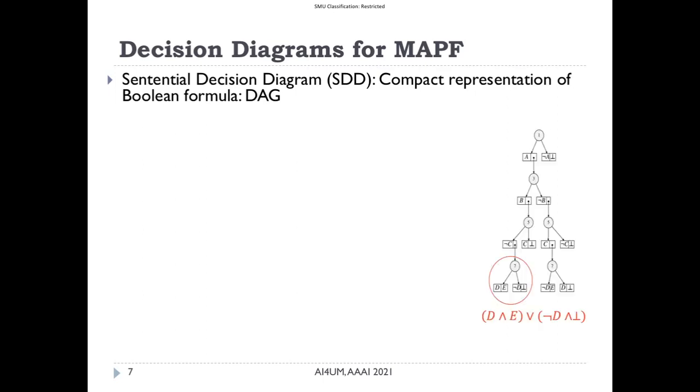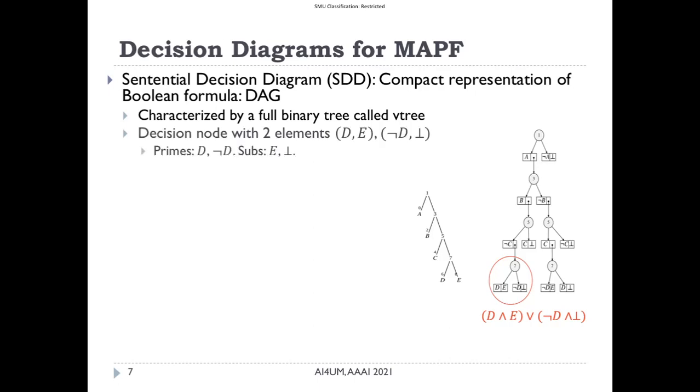There you have an SDD. It is characterized by a full binary tree called a P-tree, which in some sense determines its structure. It has two kinds of nodes: decision and terminal. For example, the circled part represents a decision node with the Boolean formula D and E, or not D and false. This node has two elements, D and E is one and not D and false is the other.